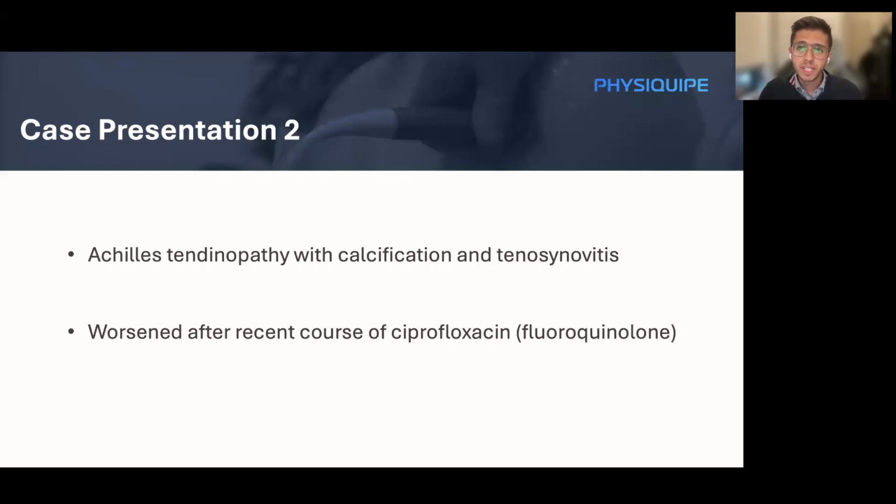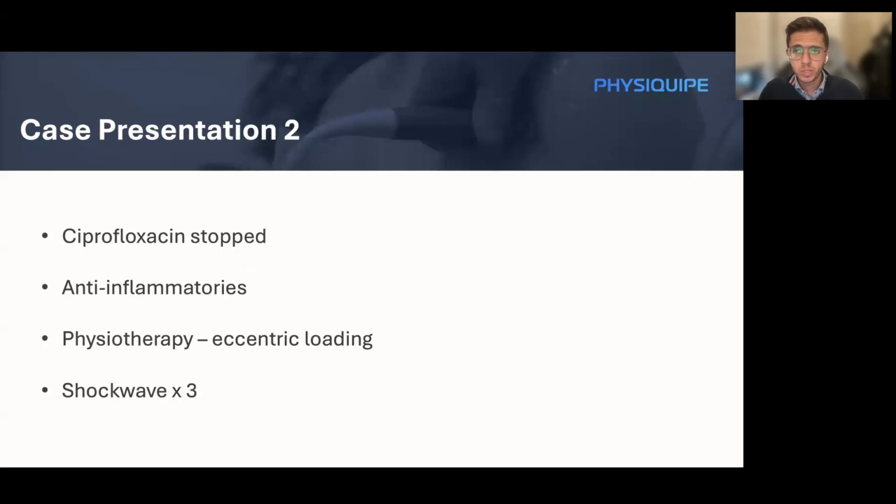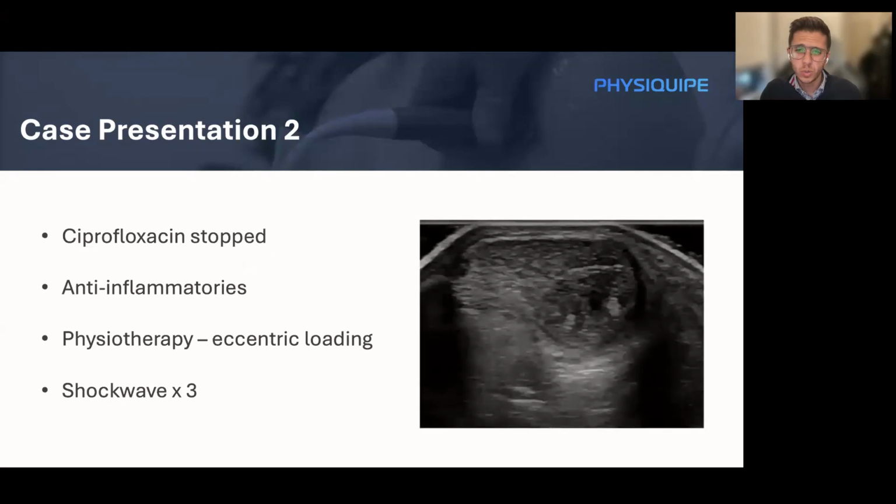And why ultrasound in particular was helpful here is because, of course, we stopped his ciprofloxacin, gave him some anti-inflammatories, and booked him in with the physio, who focused on eccentric loading as you would rehab an Achilles tendon. He needed a bit of progression through shockwave, so we had 3 sessions of shockwave and repeated the ultrasound. Yes, the calcification is still there, the tendinopathy is still there, but the neovascularization is much, much better and actually symptomatic. That correlated really nicely with the symptoms and he was doing a lot better.